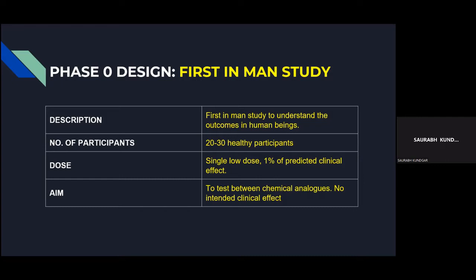Here the number of participants is only 20 to 30 healthy participants, because we are not focusing on the effectiveness or efficacy of the drug. Here we are giving a very low dose, less than 1%, just to check the clinical effect of it and if there are any adverse effects. That is the focus. And the aim of this particular phase is to test between chemical analogs and to see if there are any intended clinical effects. So that is phase 0 for you.